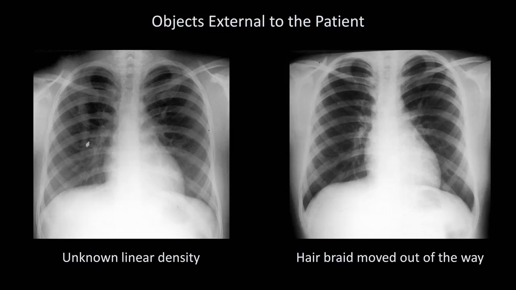The bottom line: whenever there is a shadow on the X-ray that doesn't make sense, especially if it doesn't respect normal anatomic boundaries, consider whether the shadow could represent an extracorporeal object.